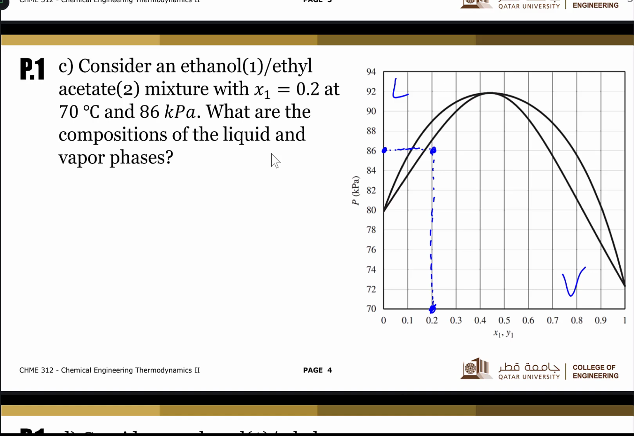Then you would draw the tie line. There's another example on that. Okay? So part C, we said x1 is 0.2, so we get y1 equals 0.2, same thing, and y2 equals 0.8, and all vapor, no liquid.